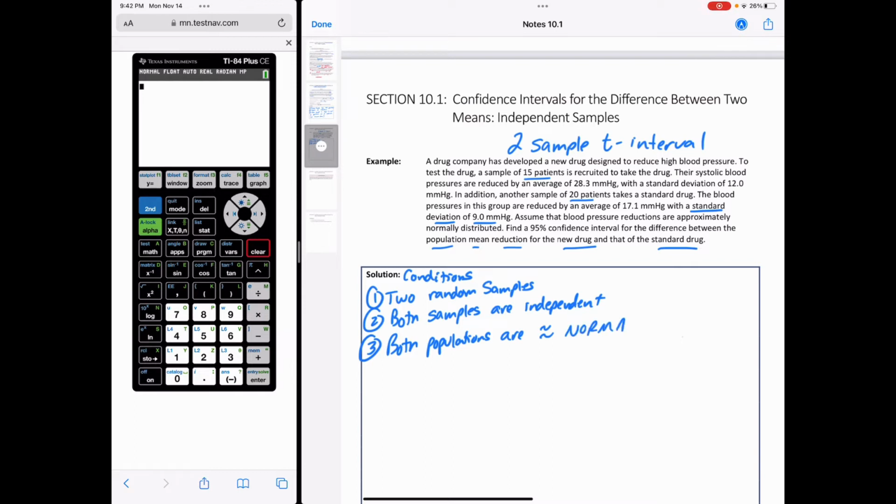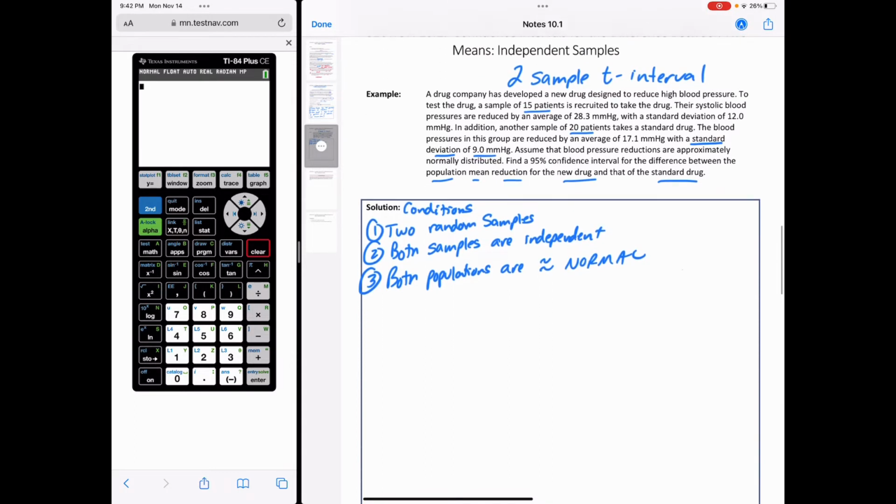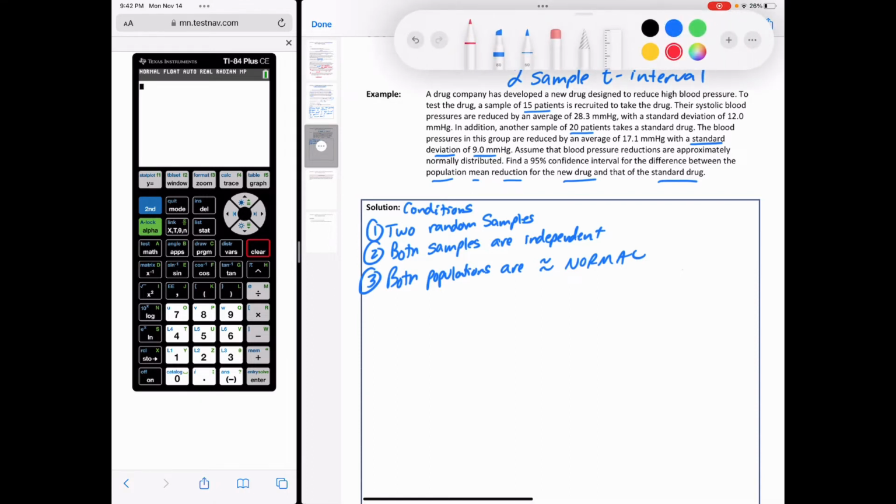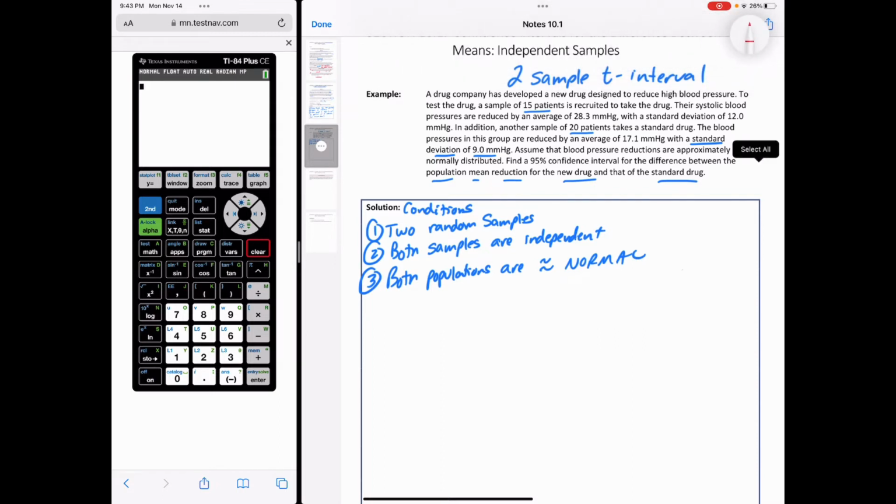Now, what I'm going to show you next, there are 2 ways to do this. Here's what I like to do. First of all, we're going to figure out how to subtract it. And it doesn't matter how you subtract it. You could end up with a confidence interval that was negative or positive, and you'd be right. You know, Alex is going to be a little picky. So here's what it says. I want the mean reduction for the new drug and the standard. So I'm going to do new drug minus the standard drug.